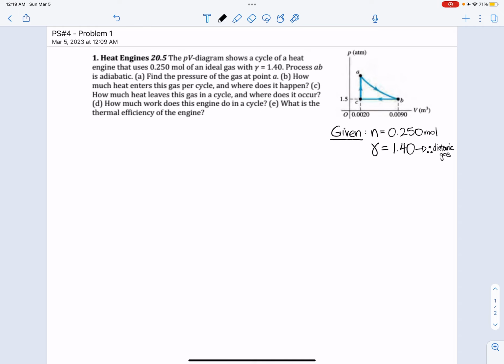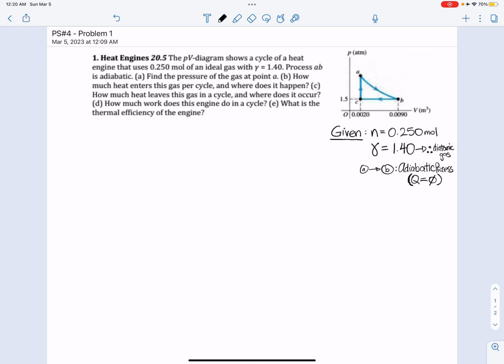It also tells us that from state A to state B is an adiabatic process. What does adiabatic mean? That just means that there's no heat transfer. So Q, heat transfer, is equal to 0.